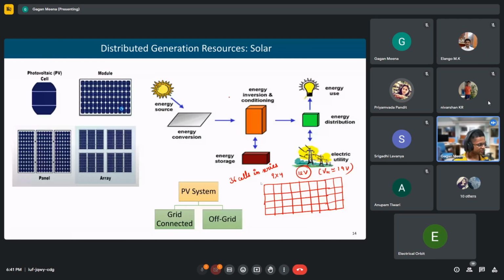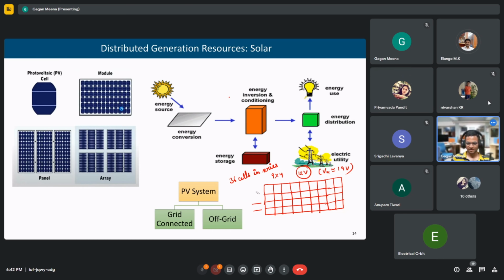What is the output voltage of one single cell, sir? It becomes 0.5 to 0.6 volt. Each cell produces 0.5 to 0.6 volt. So if you consider this, even if two rows are in series and only two are in parallel, that means there will be 18 cells in series. Still with 0.6, it won't be 12 volts.